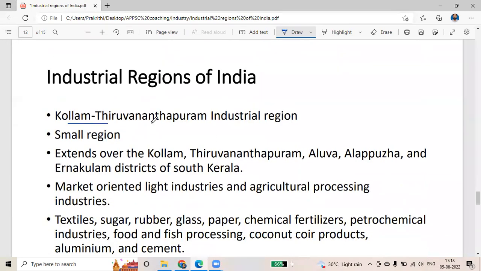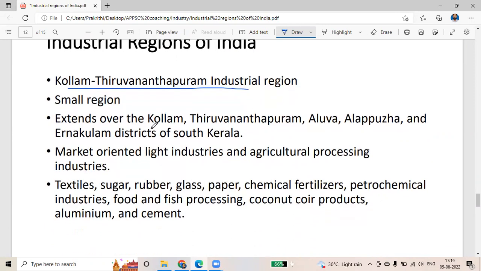Then the Kollam-Thiruvananthapuram industrial region. This is in Kerala. It is the smallest of the major industrial regions, the Kollam-Thiruvananthapuram industrial region, or the Thiruvananthapuram-Kollam-Alappuzha industrial region or Ernakulam industrial region we will say, extending from Thiruvananthapuram, Kollam, Alappuzha, Ernakulam, Aluva. Yes, south part of Kerala.